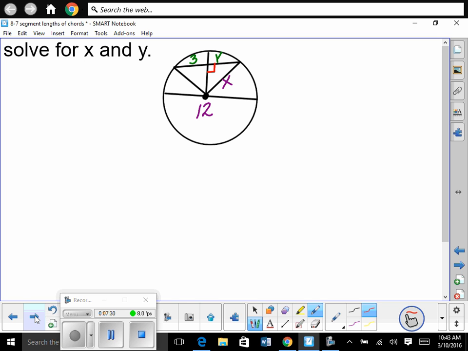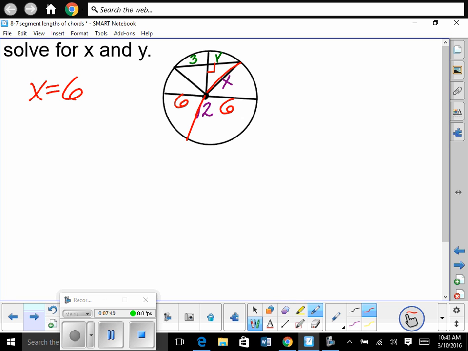Find x and y. Hey, x is 6. Okay, you're saying x is 6, but how did you know? Because half of 12 is 6. So you're saying a radius is 6. Right. Anywhere we draw a radius, boom, right there. So x is equal to 6. Does everybody understand why? Yes.